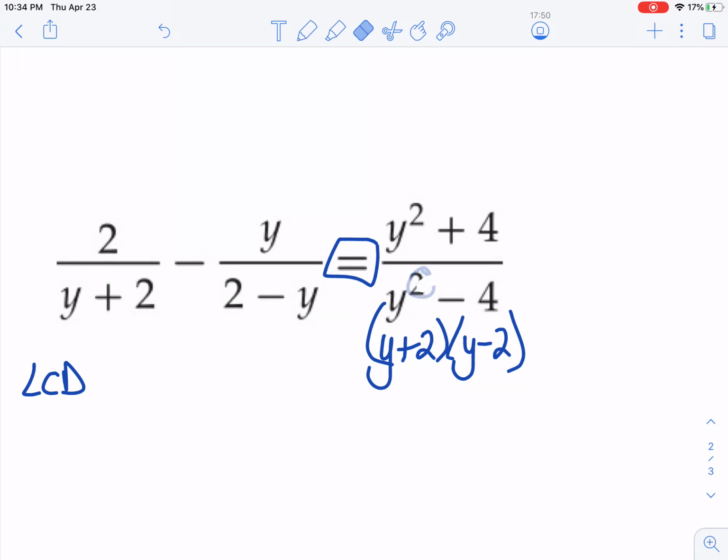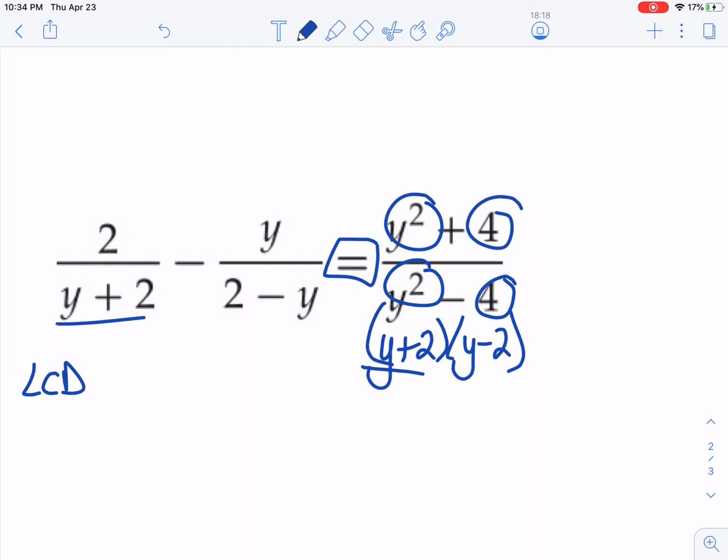Again, just to make sure we're all on the same page here, I cannot cancel the y squareds and the 4s. They are not the exact same thing, so I cannot do that, okay? There are 4 terms in this fraction. It would have to be in common in all 4 terms to be able to cancel it. Now, this is a little bit different than the previous ones. Yes, my y plus 2's match up, but y minus 2 is completely different than 2 minus y.